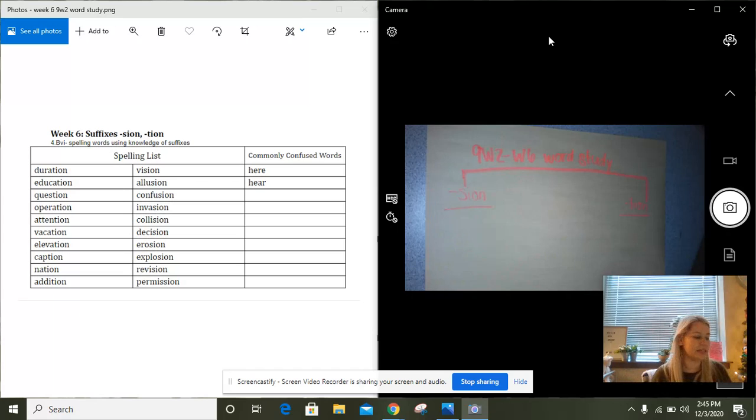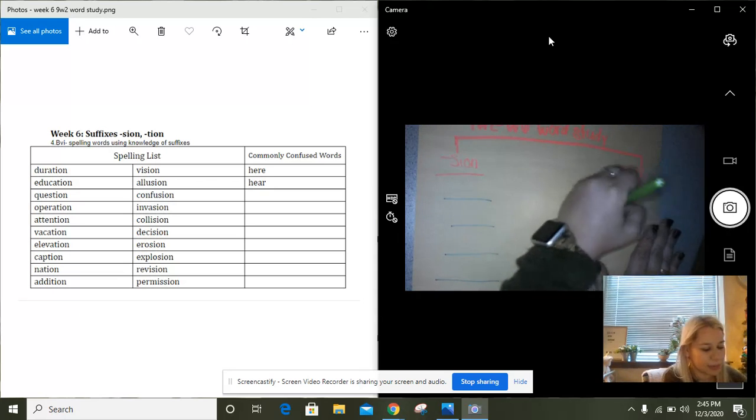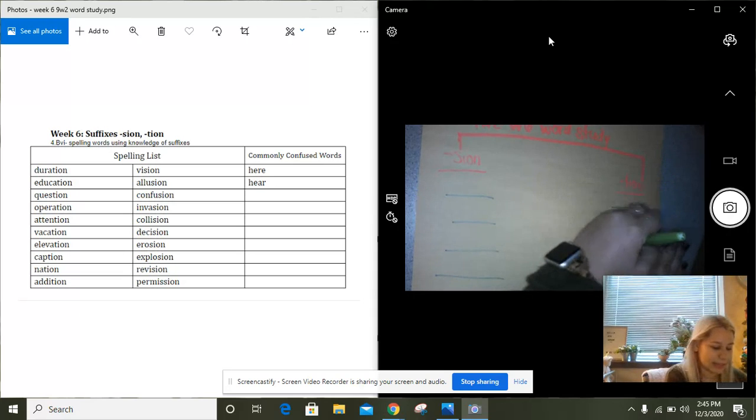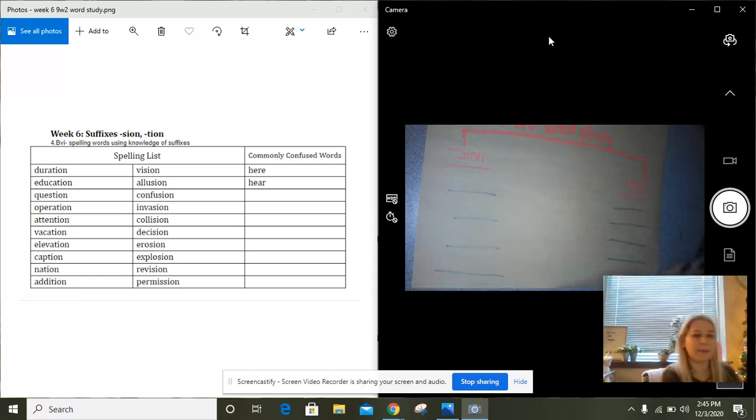So what we're going to do is make a classifying map classifying the 2 things. I'm going to do SION in blue and TION in green. And I'm just going to do 4 of them. And then y'all are going to do all of the rest on your homework or your word study work, because I already know how to spell the words. But I'm going to show you what we're going to do. So let's look at SION.